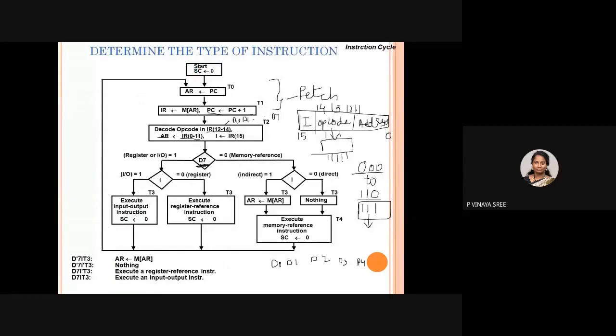If this is 0, that indicates it is a memory reference. Next, which one is active now? If it is 0, any one from D0 to D6. Is it right? So if D7 is 0, how can you know which one is high? If the opcode does not have triple one, it may be 000 or 001 up to 110, which indicates it is a memory reference instruction.